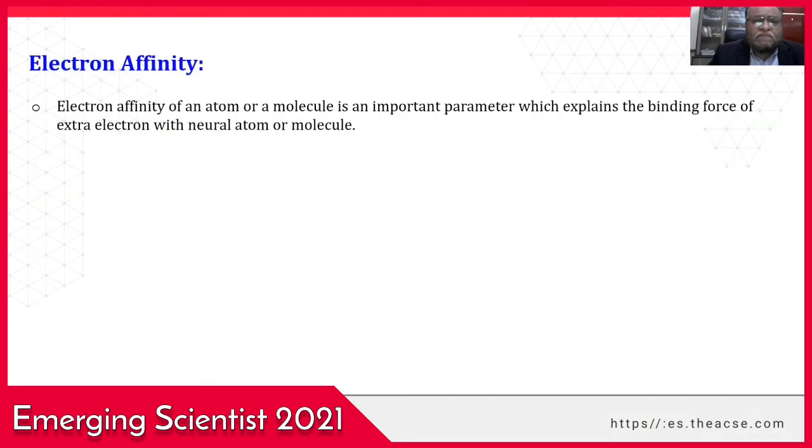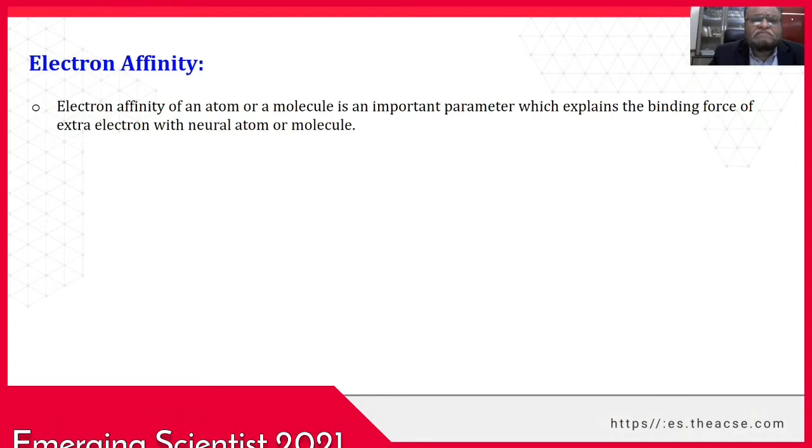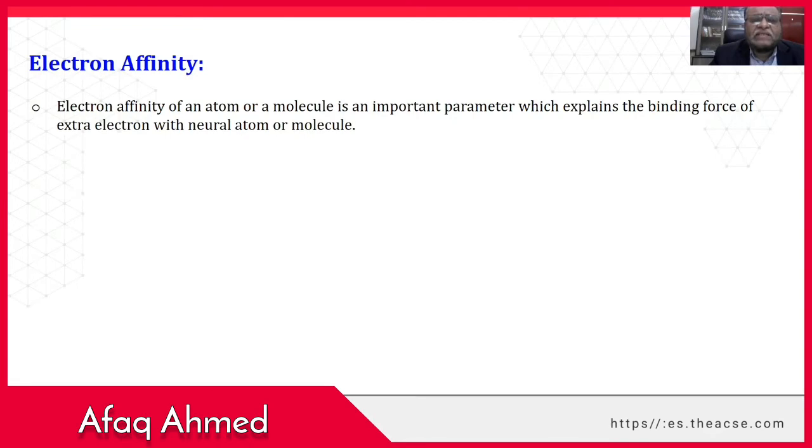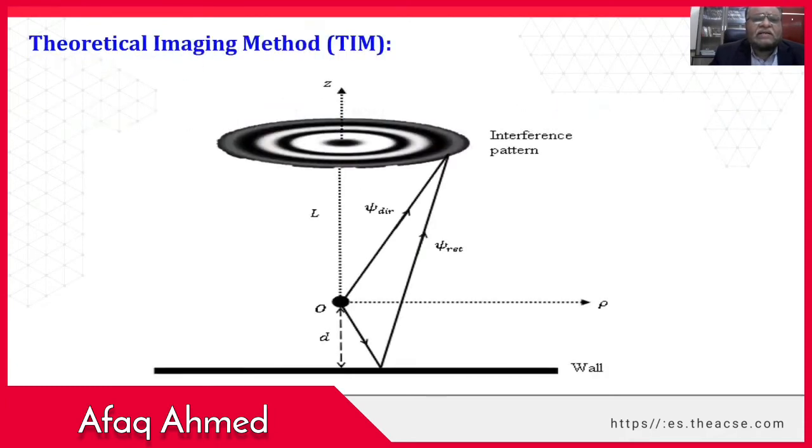First of all, I would like to explain the electron affinity. Electron affinity is a very important parameter which explains the binding force between the extra electron and the neutral atoms and molecules. It defines how the extra electron attaches with the neutral atom or molecule. Now we'll discuss a little bit about the theoretical imaging method.